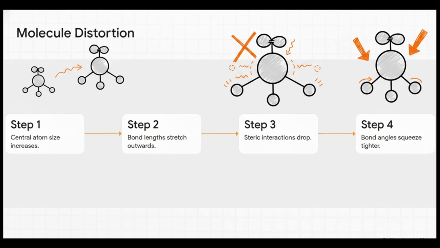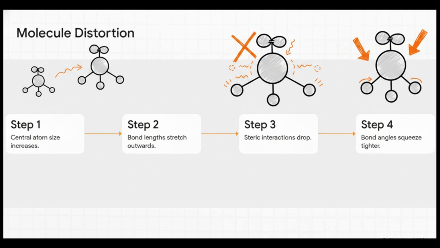Imagine a molecule with a central atom, a few pendant atoms hanging off of it, and a lone pair of non-bonding electrons sitting right on top. If we swap out that central atom for a physically larger one, we trigger a chain reaction. Step 1. The central atom is bigger. Step 2. Because it's bigger, the bond lengths connecting to the pendant atoms physically stretch outwards.